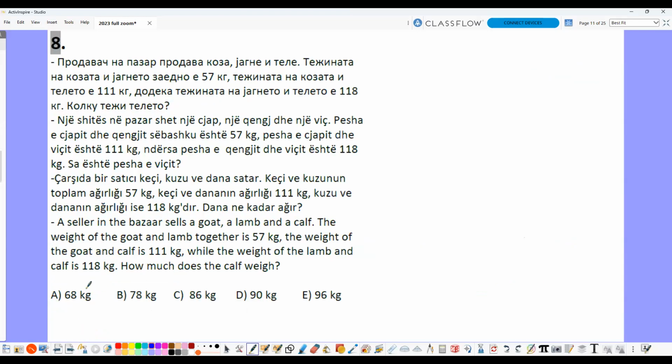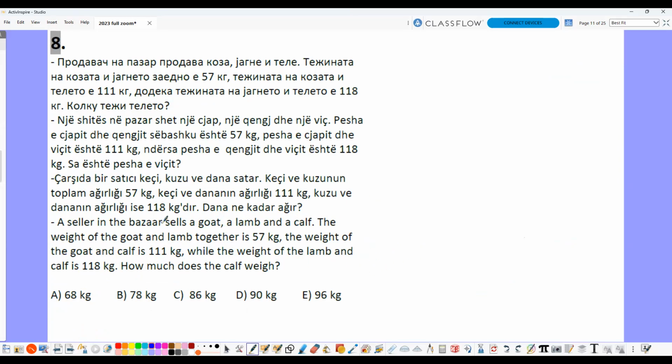Okay. Here we are going to solve a system, but this time in our system we have three unknowns. A seller in the bazaar sells a goat, a lamb, and a calf. The weight of the goat and the lamb together is 57. The weight of the goat and calf is 111, and the weight of the lamb and the calf is 118. How much does the calf weigh?